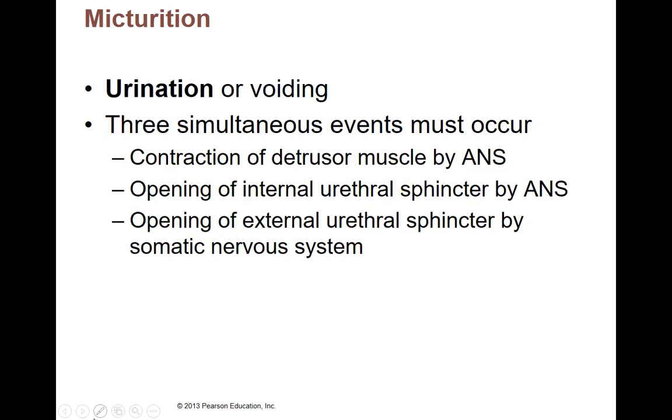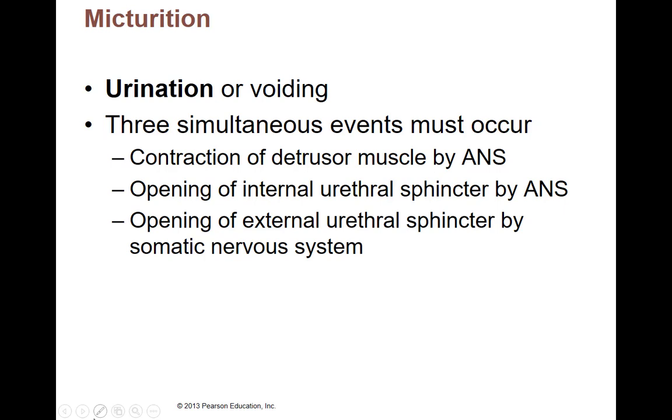One, you have to contract the detrusor muscle. That's that thick muscle in your bladder, so your bladder needs to squeeze. That's controlled by your autonomic nervous system. Then, the internal urethral sphincter has to open. This is the one right at the base of your bladder, at the very top of the urethra. It has to relax and open, controlled by the autonomic nervous system. Then, we have to open that external urethral sphincter. It's controlled by the somatic nervous system.